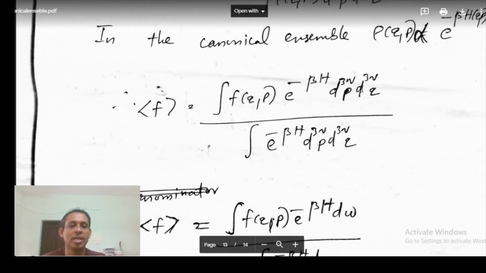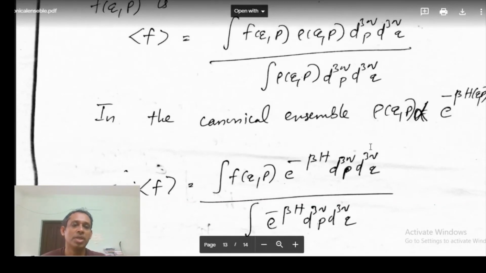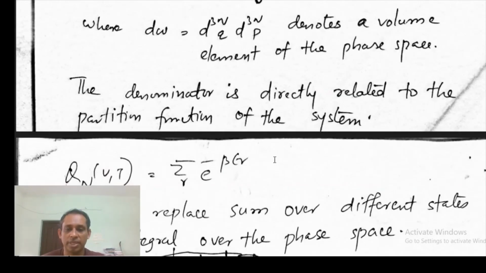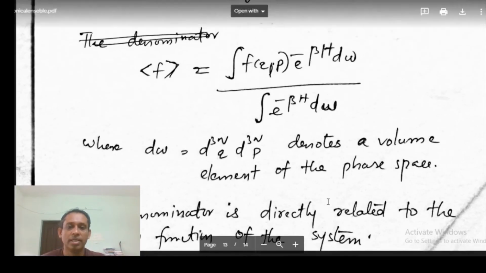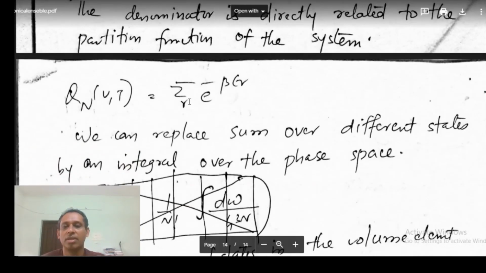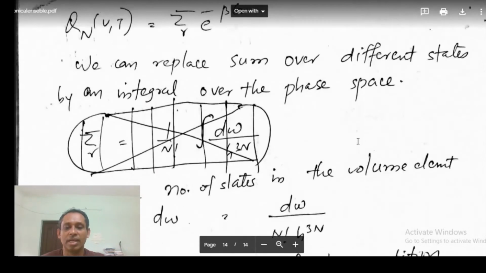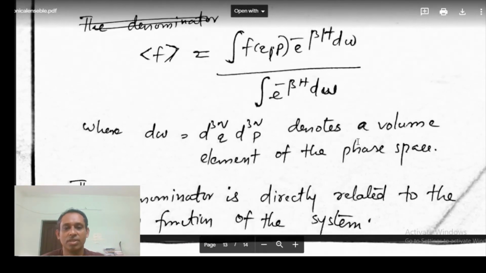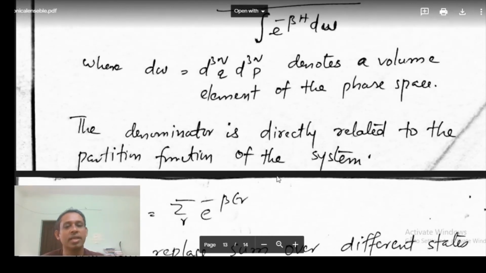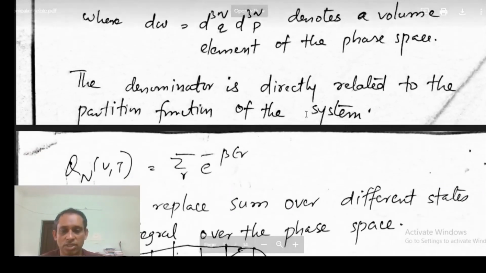Here this d omega is d3n p d3n q, that is d omega. That denotes the volume element of the phase space. And this quantity in the denominator is basically the partition function. So the classical partition function. The denominator is directly related to the partition function of the system.